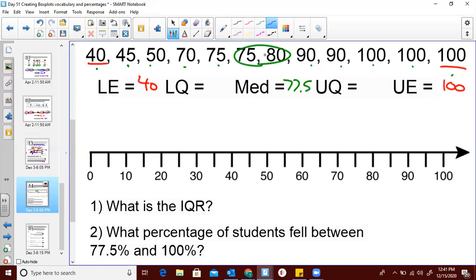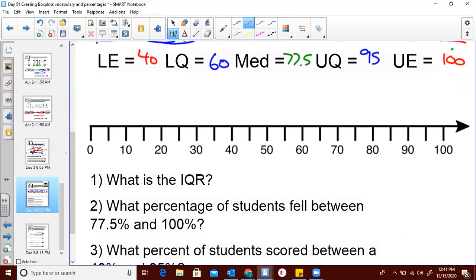We know that there's 2, so we can use them. So I'm going to go left, right, left, right, 60. Remember, I'm using the other one on the right, and that's going to be 95. And all I need to do is plot these points. So I plot one at 40, I plot one at 60, I plot one roughly around 77.5, one at 95, one at 100. And just connect.